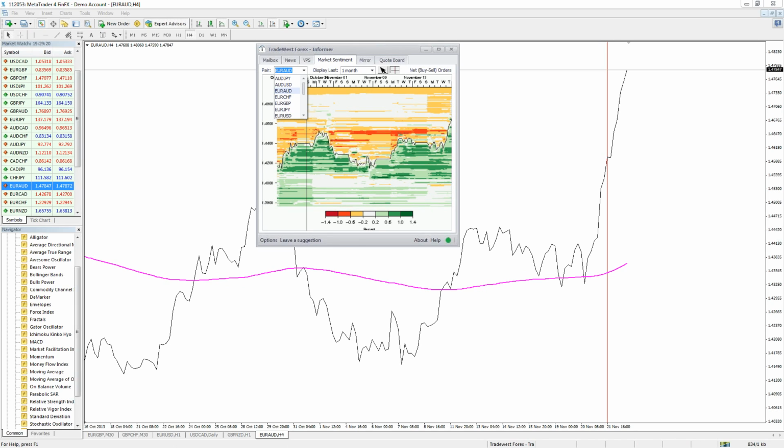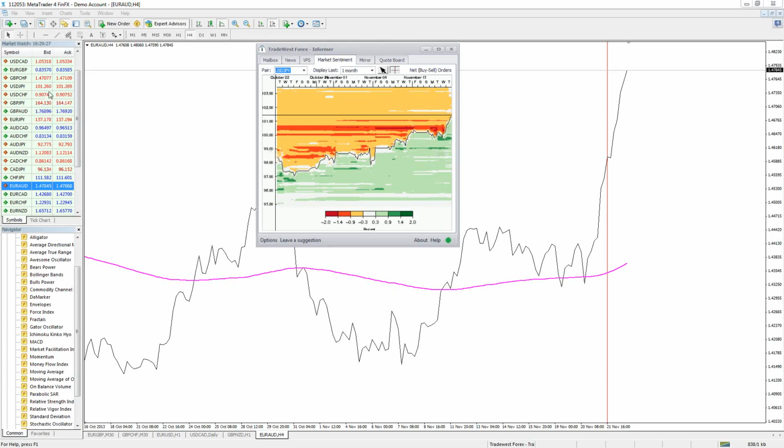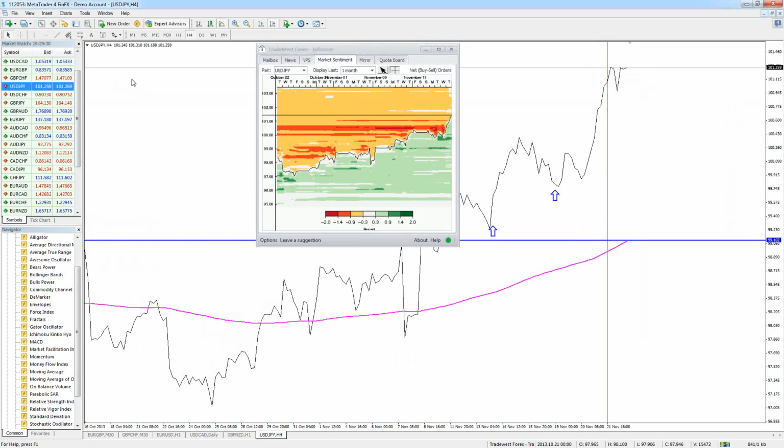Let's see. Over the last few days, let's look at the U.S. yen. Okay, U.S. yen. It's definitely not going to win. It might only win half the time or less.